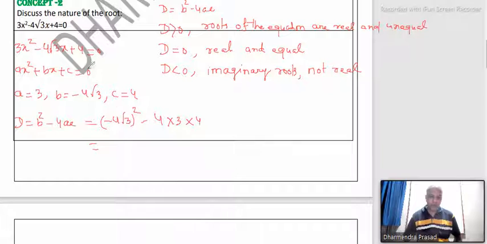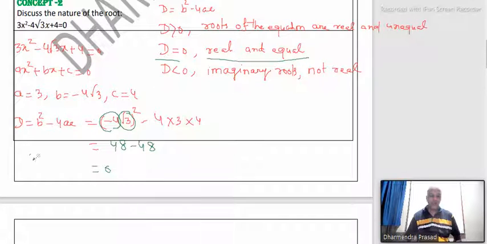Now minus 4 square is 16 and root 3 square is 3. 16 into 3 is 48. So 48 minus 48 is coming 0. So D is 0. D equal to 0 means real and equal. So we will say the roots are real and equal.